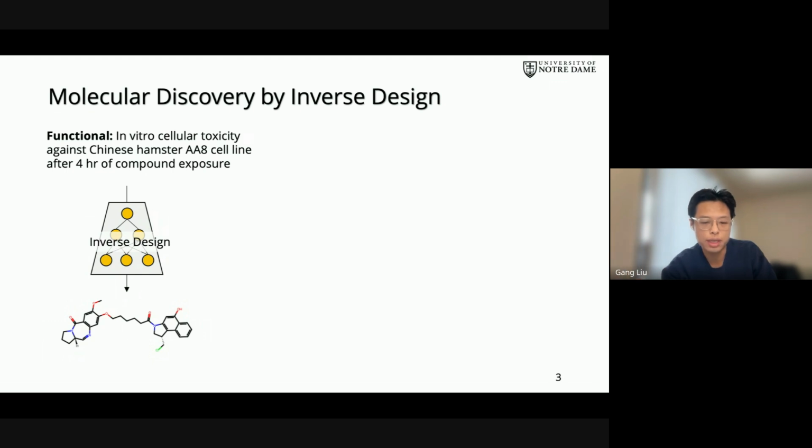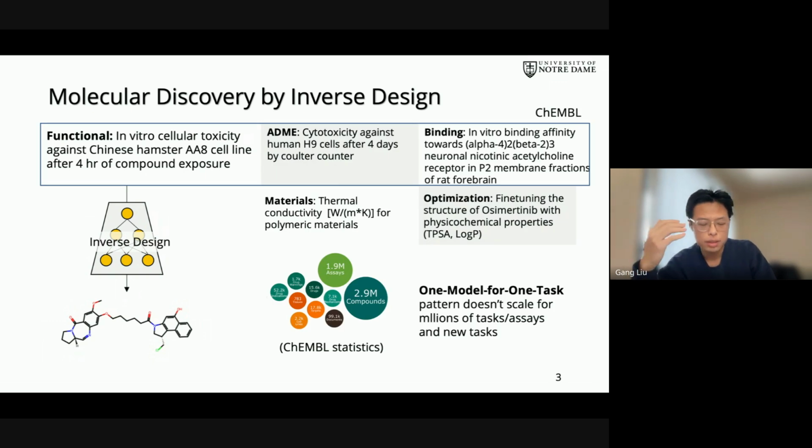In the task of inverse design, we input our requirements into a generative model, such as a diffusion model, and the model outputs a specific structure to meet the desired properties. For example, given the task of cytotoxicity against Chinese hamster ovary cell lines, we can prepare our data, train the model, and use the generative model to design a structure that is active for these properties. However, in practice, this one-model-for-one-task pattern doesn't scale, because there could be millions of tasks or assays.